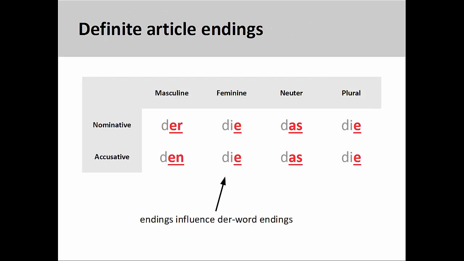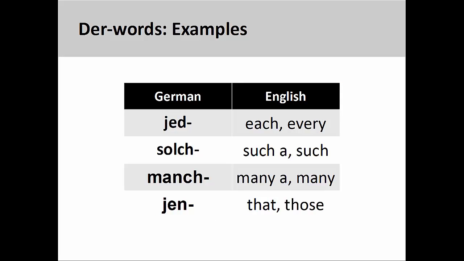As we will see in this presentation, the endings of these definite articles will influence the endings that der words take. In fact, der words are so called since their endings are almost the same as the endings of definite articles. There are several different der words in German. Some of the more frequently used include jed, each, every; solch, such a, such; manch, many, many; and jen, that, those.